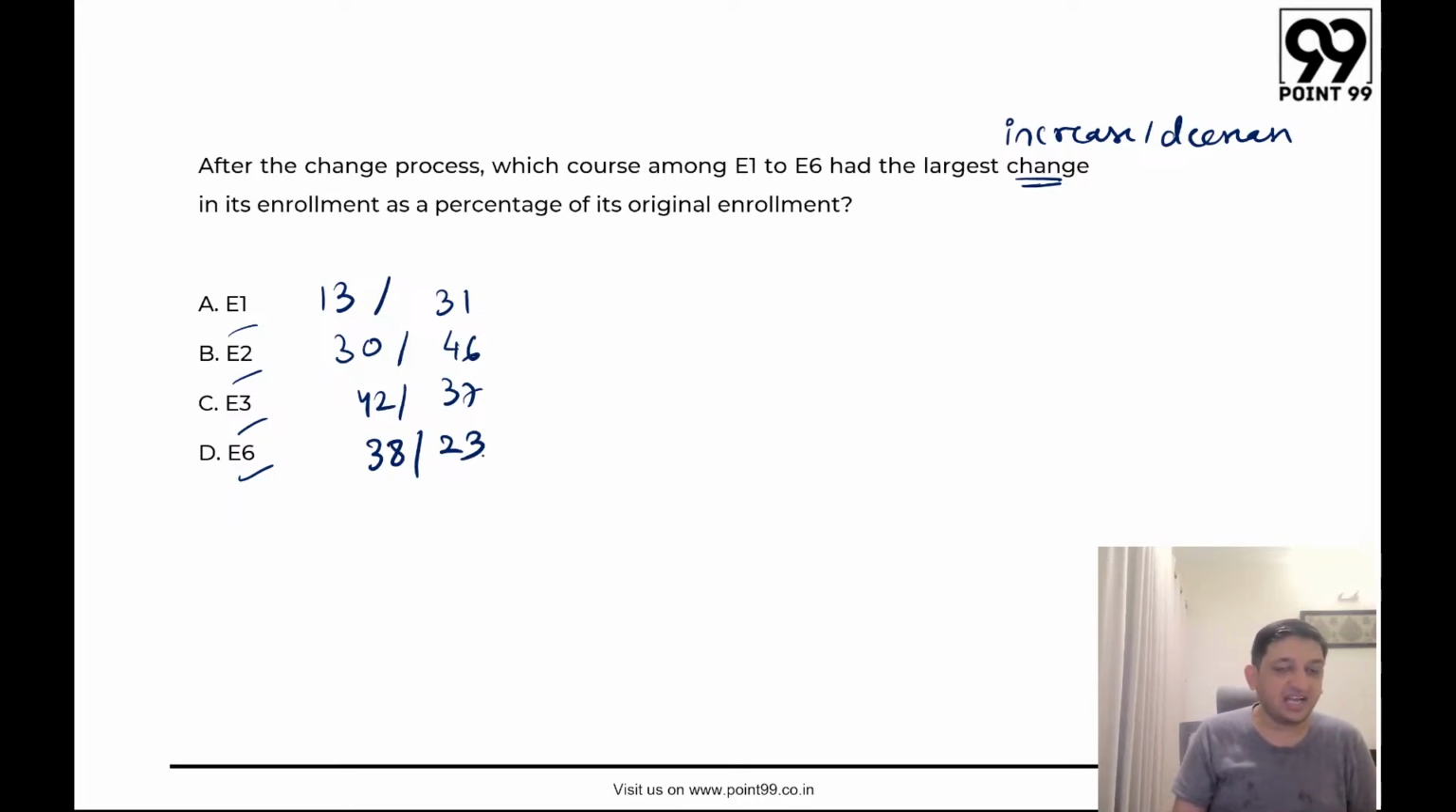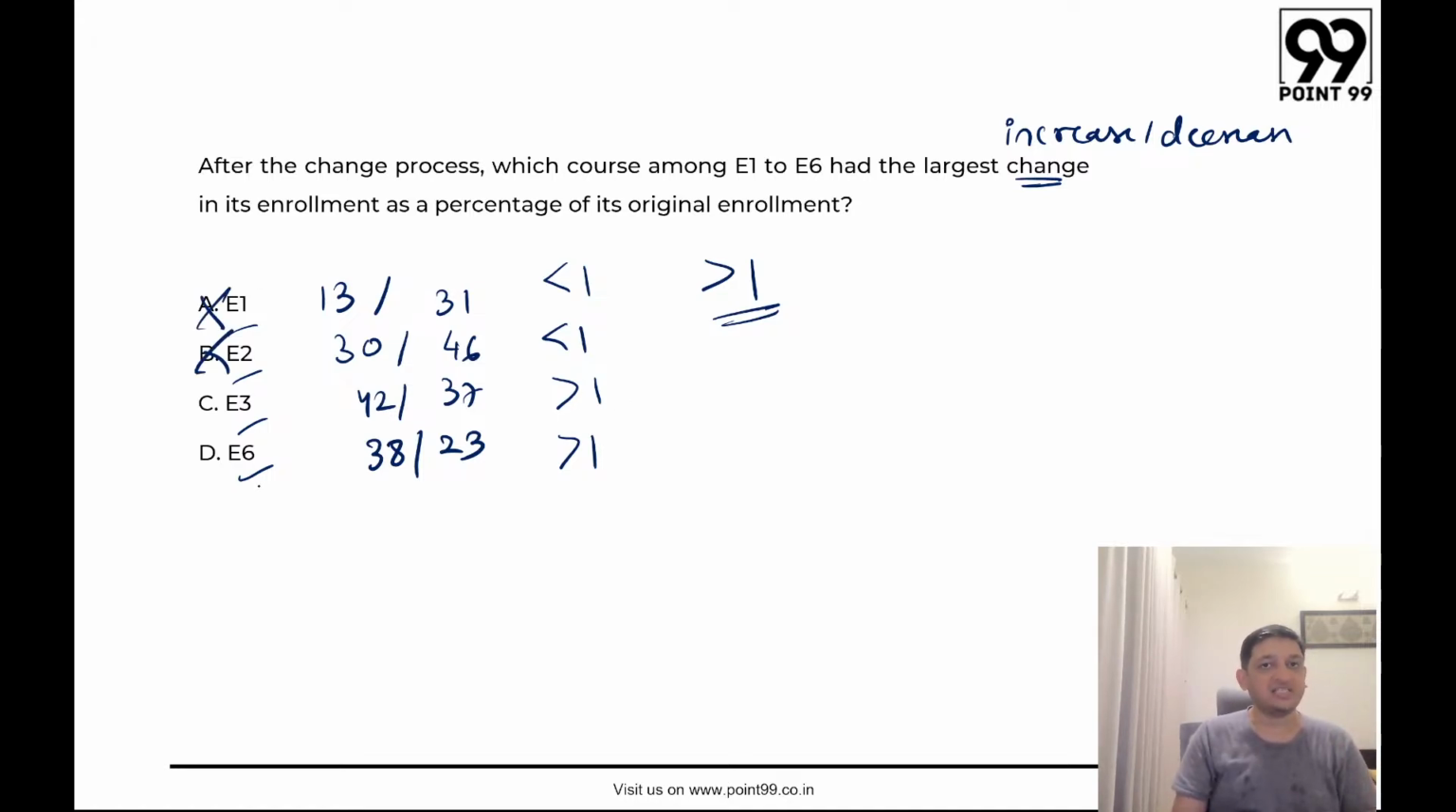First level of checking क्या करेंगे हम लोग, देखेंगे भाई greater than 1 है कि नहीं है करके, ये सबसे इंपॉर्टेंट चीज है। 100% से ज्यादा इंप्रूवमेंट हुआ है कि नहीं हुआ है। 13 out of 31 is less than 1. 30 out of 46, sorry, 30 out of 46 is again less than 1. 42 out of 37 is greater than 1. 38 out of 23 is greater than 1. तो definitely option A and option B are not our answers, क्योंकि वो greater than 1 ही नहीं है, जबकि मेरे पास दो options हैं which are greater than 1.